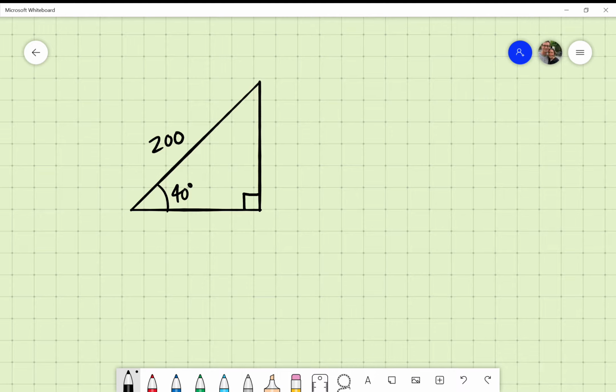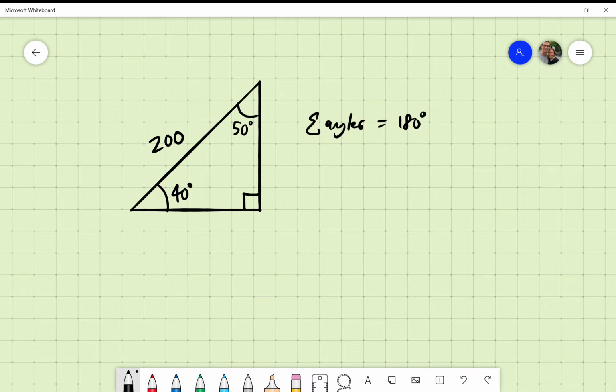I want you to pause the video and see if you can solve this triangle. And remember, to solve a triangle means to find all of the missing sides and angles. All right, hopefully you paused and you attempted that. So first up, it's really easy to find the missing angle. The missing angle is going to be 50 degrees because we know that the sum of all the angles is going to be 180. That's me using the sigma notation in the general loose sense: sum of angles is 180 degrees.